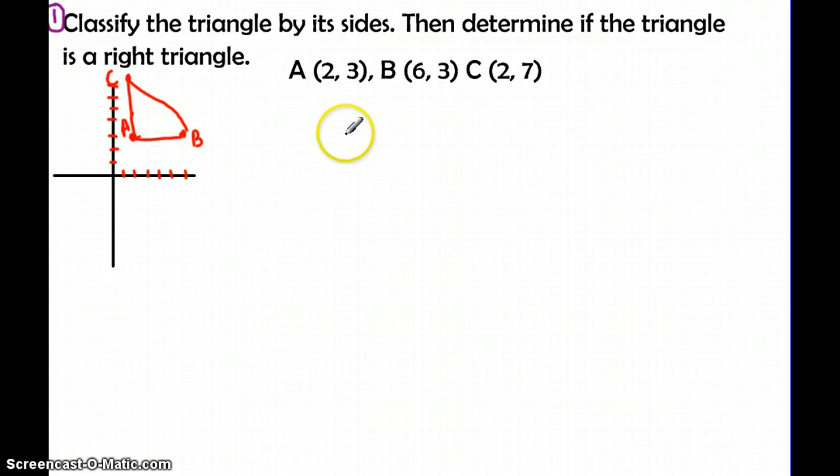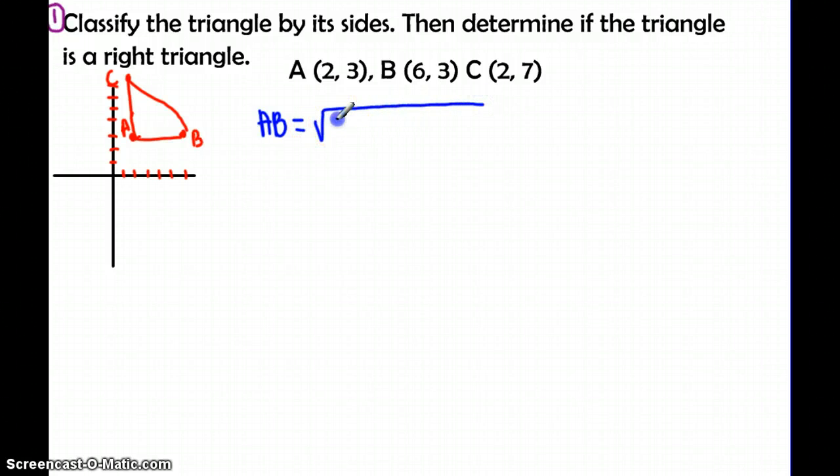So it looks something similar to that. And I don't know what the lengths of those are, but I can figure them out. I can find the distance of each of these because if we're classifying by sides, we're looking for sides that have the same measure. So I want to find the distance from A to B. So the measure of line segment AB, well, I can use the distance formula.